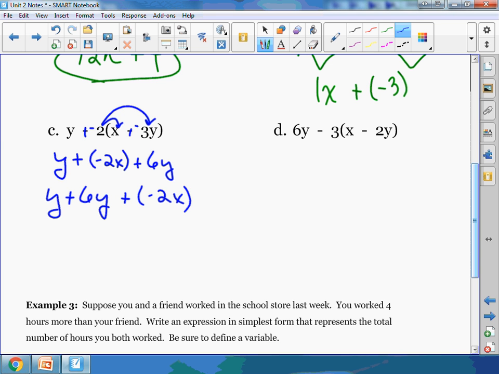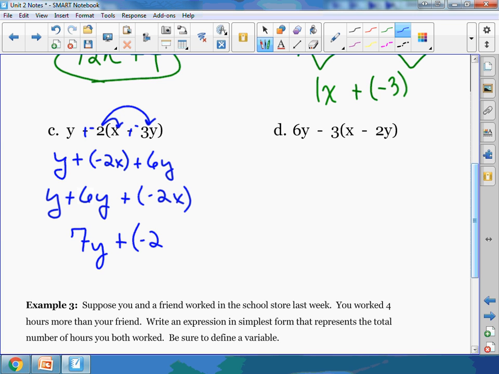Although you don't have to. You can just look ahead and add them. So now we combine our like terms. What's that going to equal then? Go ahead, Matt, you can finish. 7y, yeah. Plus what, Matt?